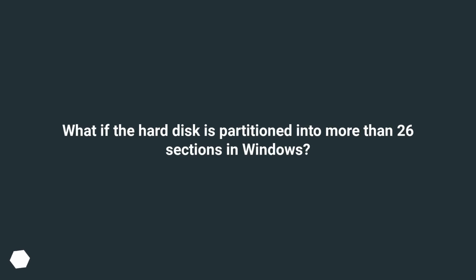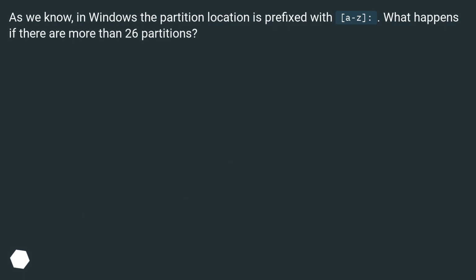What if the hard disk is partitioned into more than 26 sections in Windows? As we know, in Windows the partition location is prefixed with A to Z, colon. What happens if there are more than 26 partitions?